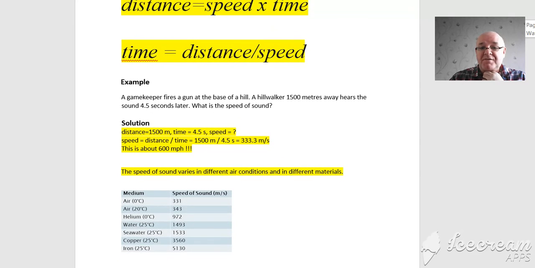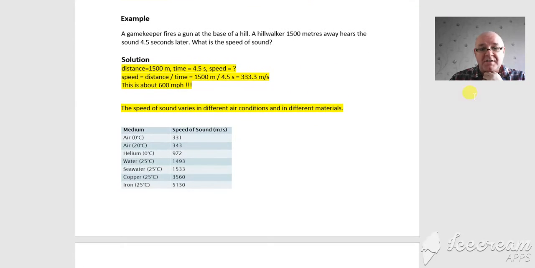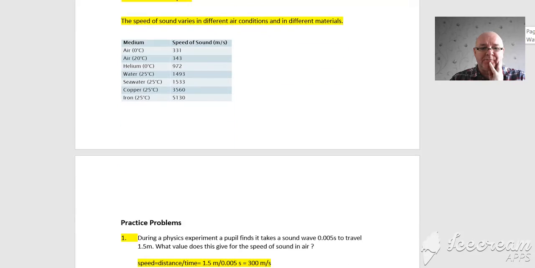Interestingly, the speed of sound varies in different materials and different conditions. So if you look at air at 0 degrees, the speed is 331 in air, but at 20 degrees it's 343 actually, it goes faster. And you guys being future sea captains and lieutenants and everything will be pleased to know that in seawater, the speed of sound is 1,533, so it's much faster in the sea than it is in air. And as you can see in metals, it's even faster still. And we're going to apply this to sonar later on.